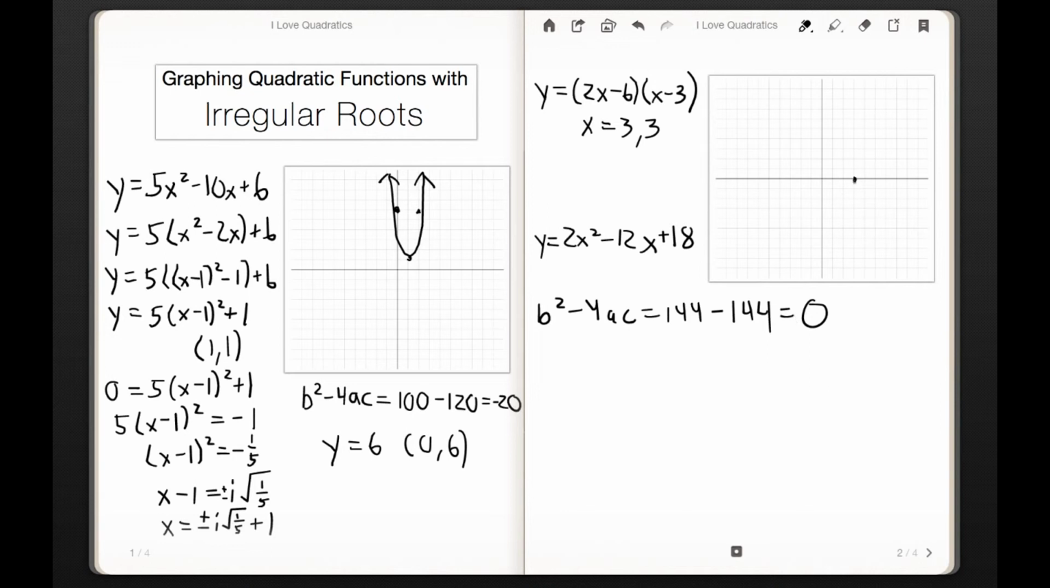Discriminant of 0 means that there is only one root. And again, if you're not quite sure why that works, you can go back and watch the video on the discriminant and see exactly why that holds true.